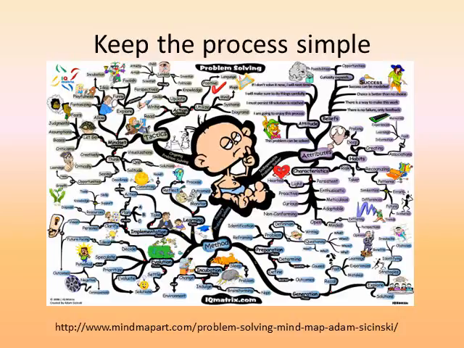According to Albert Einstein, any intelligent fool can make things bigger, more complex, and more violent. It takes a touch of genius and a lot of courage to move in the opposite direction. The moral of this is: select a problem-solving process that is simple.